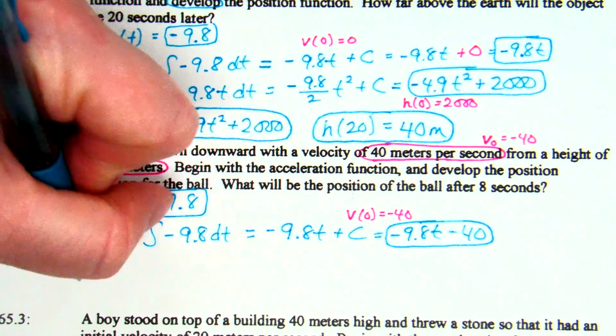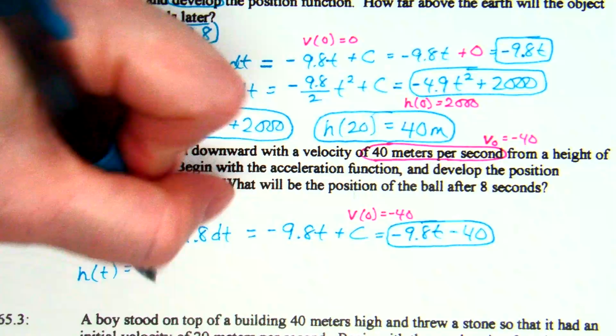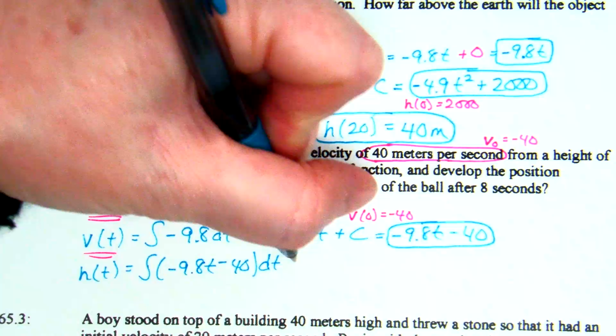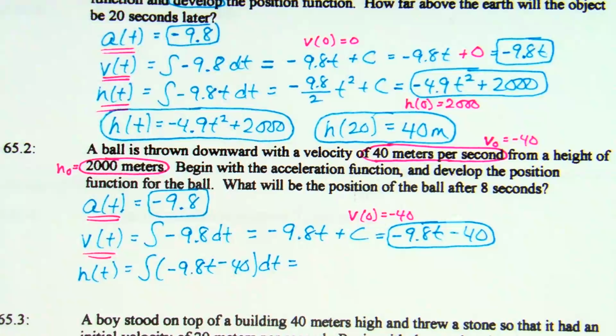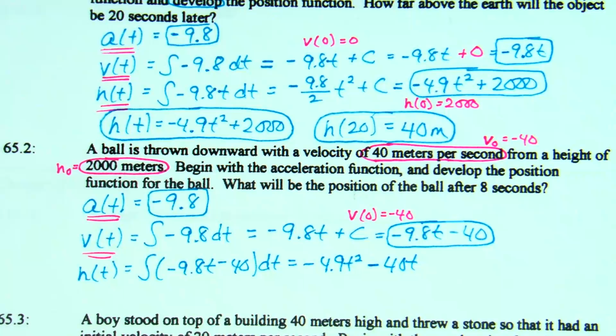How do I get position? Integral of velocity. So now I'm doing the integral of negative 9.8 t minus 40 dt. What is the integral of negative 9.8 t? Okay. Negative 4.9 t squared, because you add 1 and you divide by 2. Integral of minus 40, minus 40t. And then as always we say plus c.